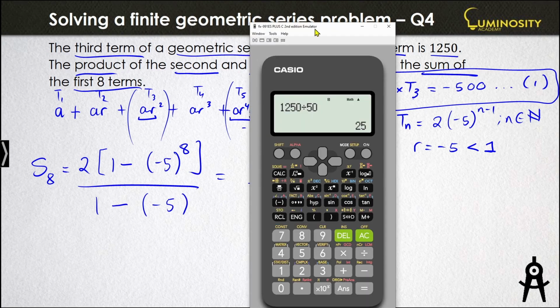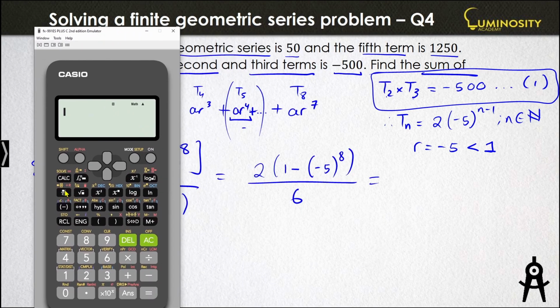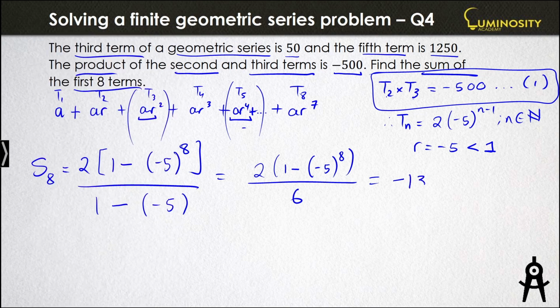So let's pull up the calculator there and put that in. So it's 2 into 1 minus, open brackets, negative 5, close brackets to the power 8, all over 6. And I get negative 130,208. And that is the final solution here. All right. I'll see you in the next one.